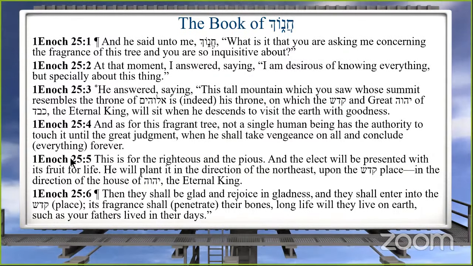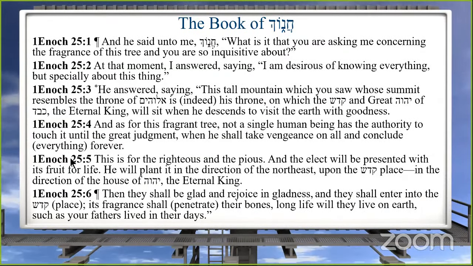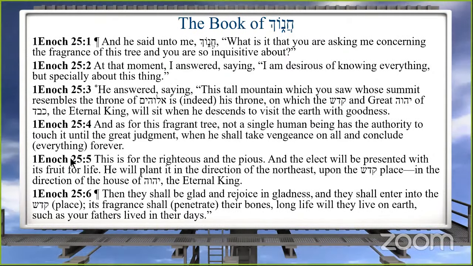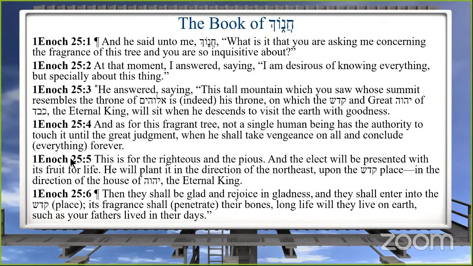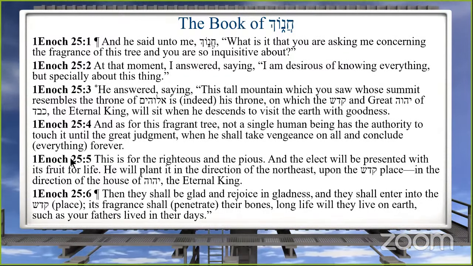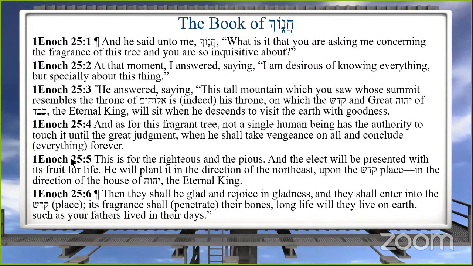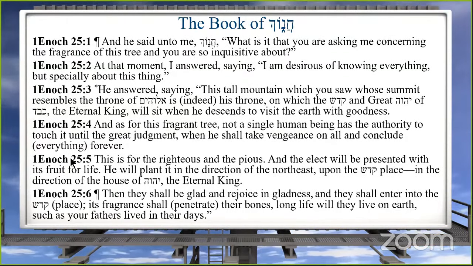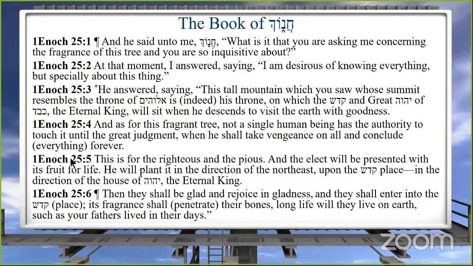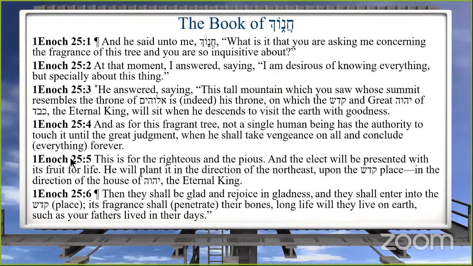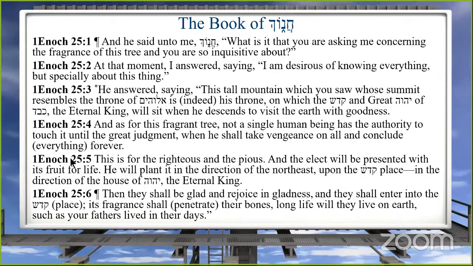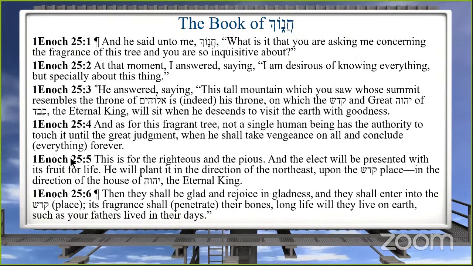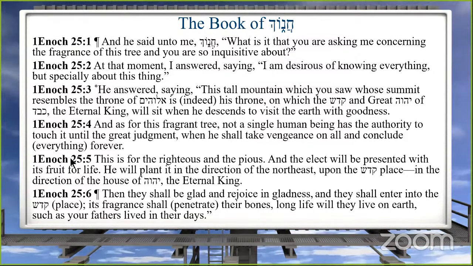This is for the righteous and the pious. The elect will be presented with its fruit for life. For says he will plant it in the direction of the northeast upon the Chodesh place, in the direction of the house of Yahuwah, the eternal king. Then they shall be glad and rejoice in gladness, and they shall enter into the Chodesh, or the set apart place, and the fragrance shall penetrate their bones. Long life will they live on earth, such as your father lived in their days.